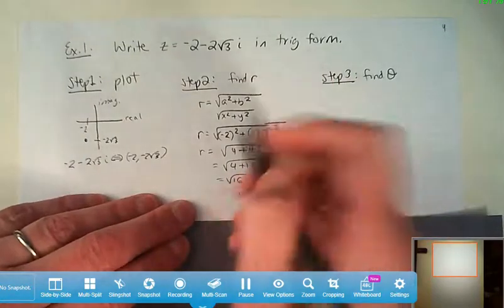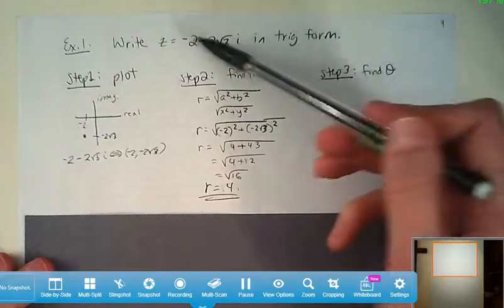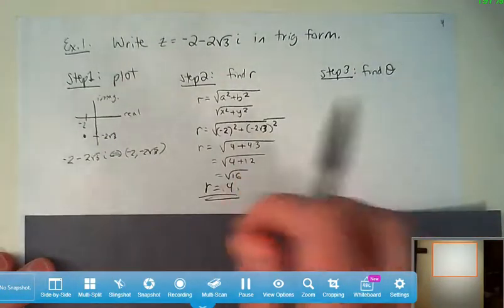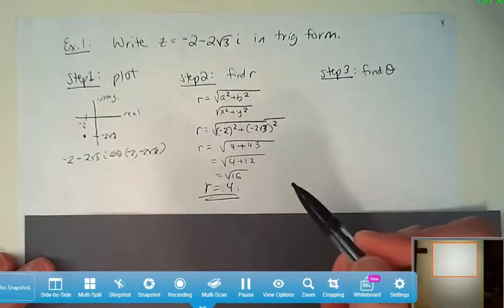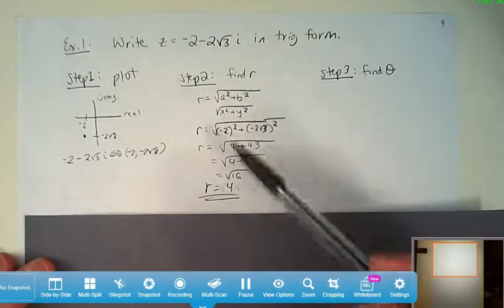r is 4. And if anyone does recognize the special ratios here, you can skip the work for finding r, because the ratio here is 2 to 2 radical 3 to 4. So that's the same as your 30, 60, 90 ratios. There is absolutely no need to recognize that. But if you do recognize that, you're welcome to skip this part and jump down to r equals 4.